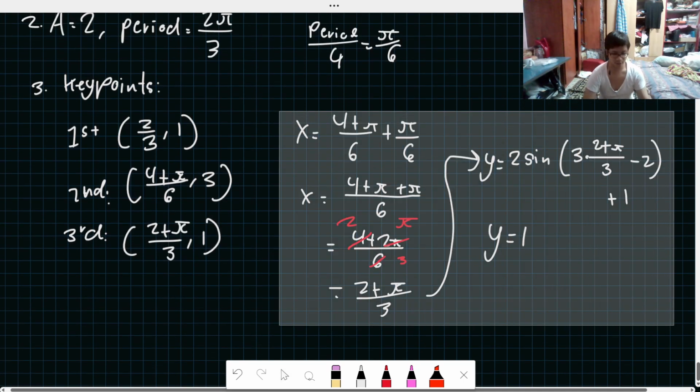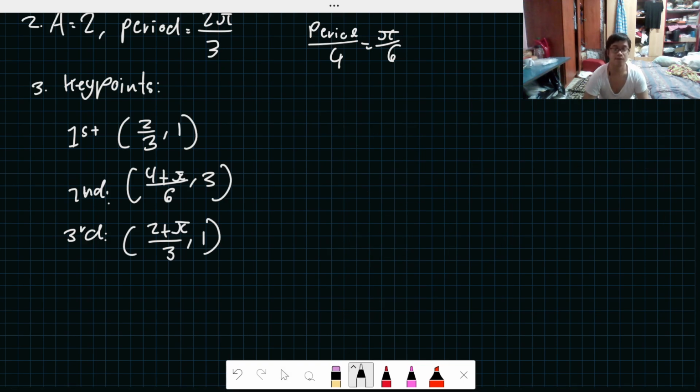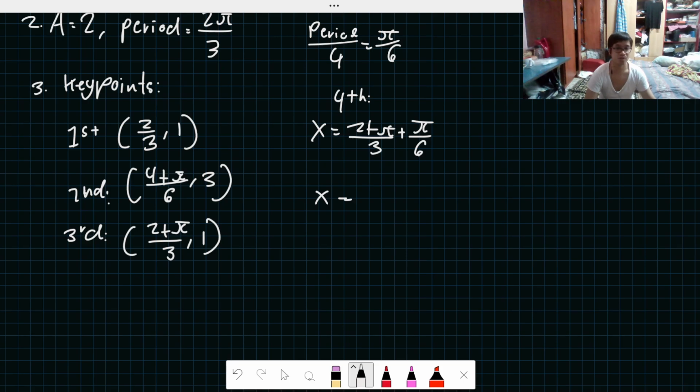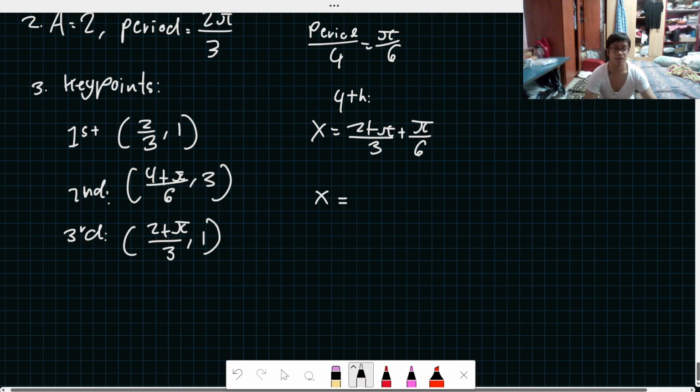And that's it. Now, let's do the same thing for the fourth and fifth key point. So for the fourth key point, I add the recently found x, which is 2 plus pi all over 3, by pi all over 6. Okay, so here, if you're going to observe, not the same denominator. So what does it mean? You will do the butterfly technique.